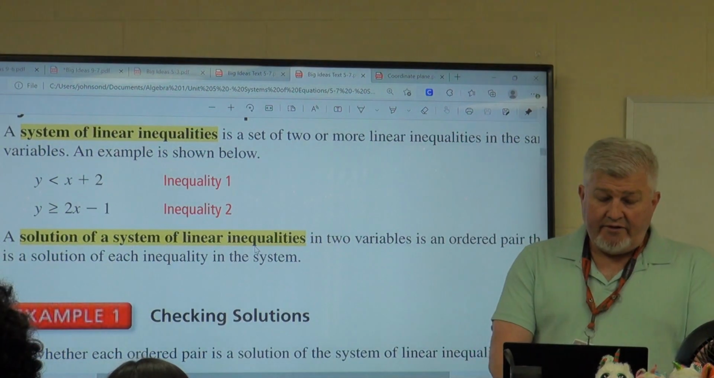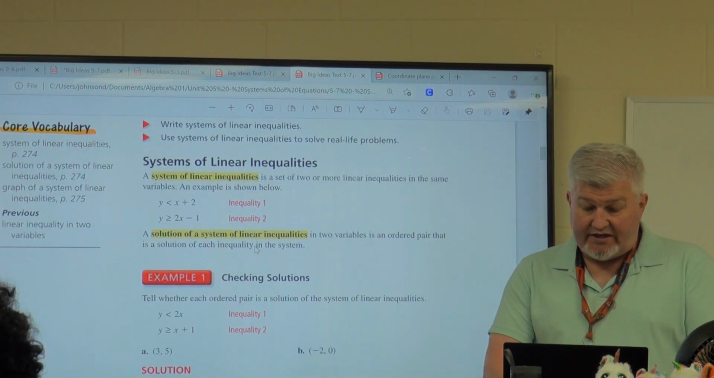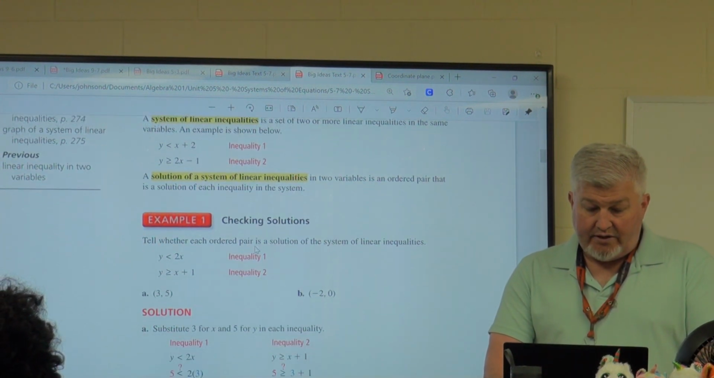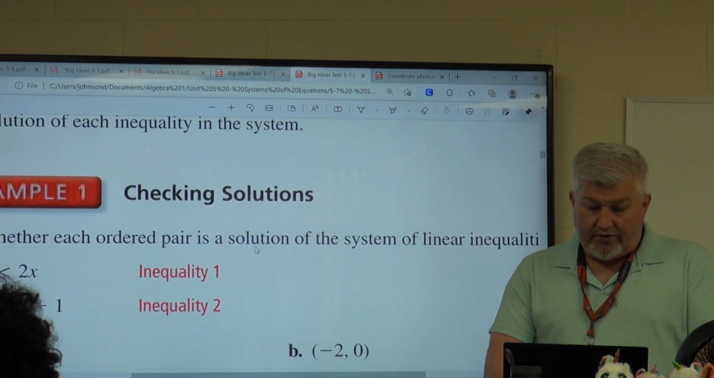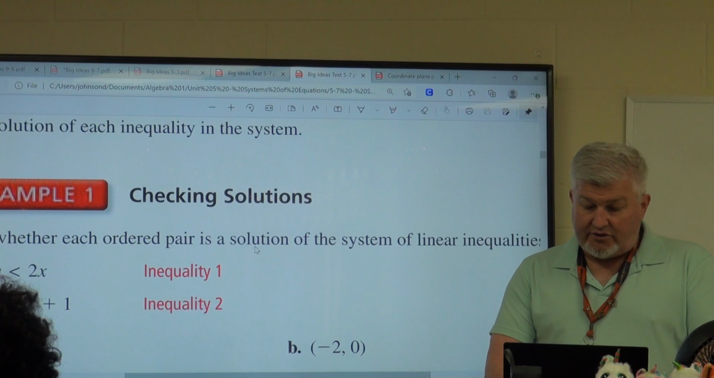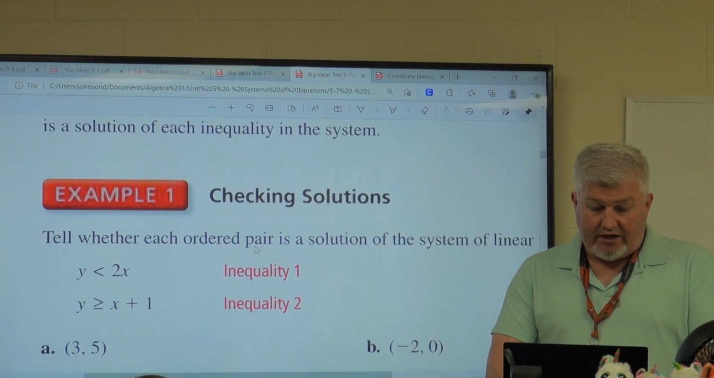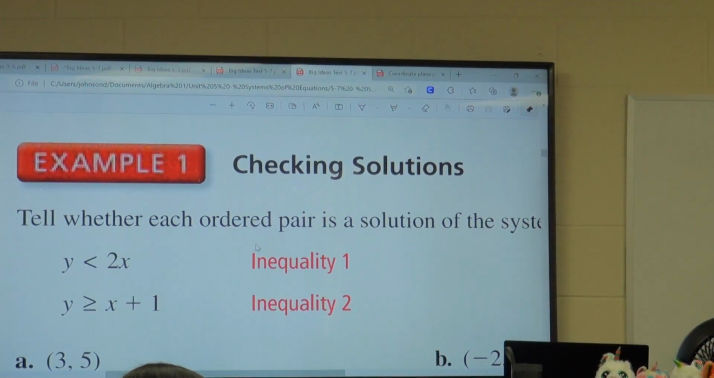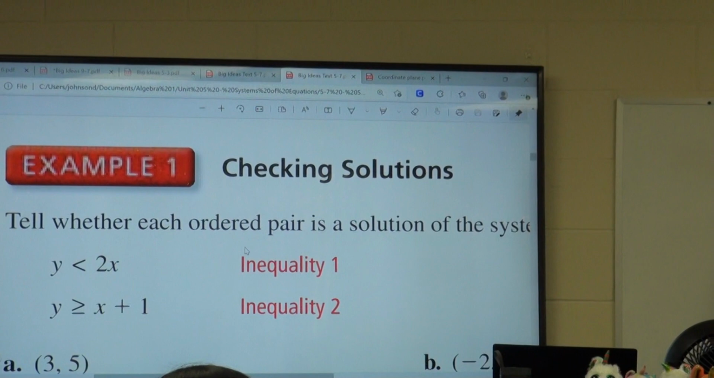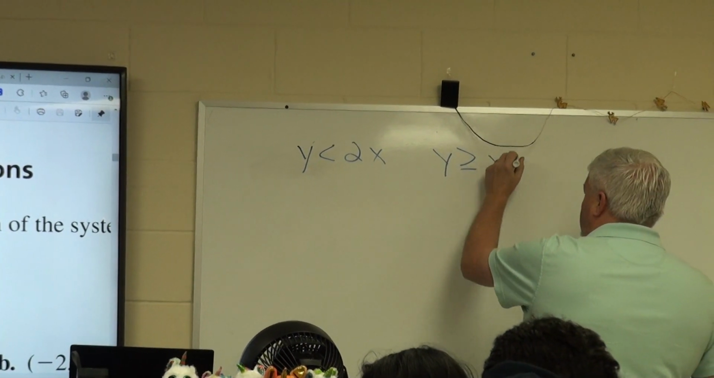A solution of a system of linear inequalities in two variables is an ordered pair that is a solution of each inequality in the system. As an example, to check solutions, it says tell whether each ordered pair is a solution of the system of linear inequalities. So here are your two inequalities. I'm going to write them on the board. y is less than 2x. And the other one, y is greater than or equal to x plus 1.